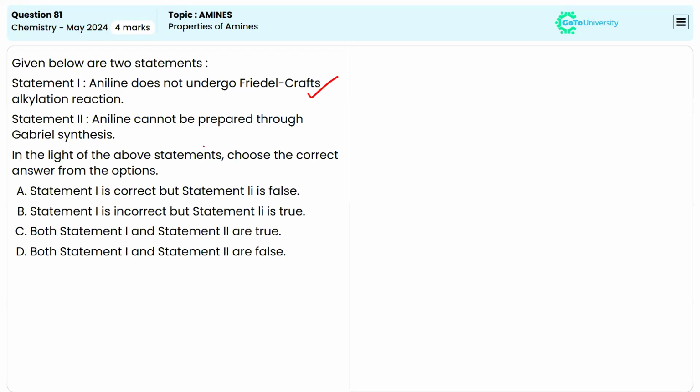Next one, aniline cannot be prepared through Gabriel synthesis. So we can ignore option B and option D, right? Options B and D are wrong. Now, aniline cannot be prepared through Gabriel synthesis. Okay, what is it? Gabriel synthesis is not the carbylamine reaction. Aniline cannot be prepared means they cannot produce it, right? So here, the first statement is correct. Aniline cannot be prepared through Gabriel synthesis is also a correct statement.